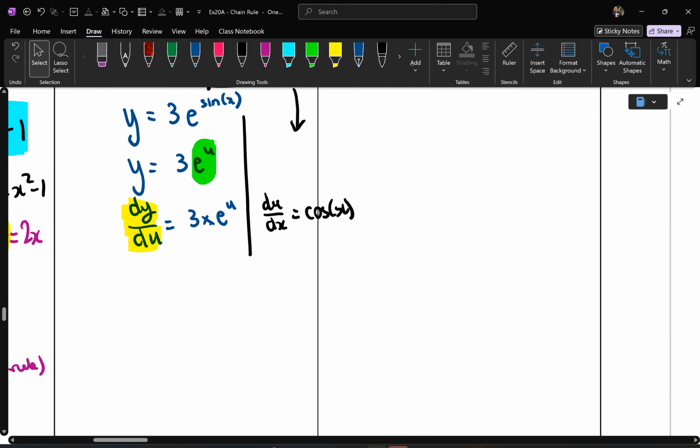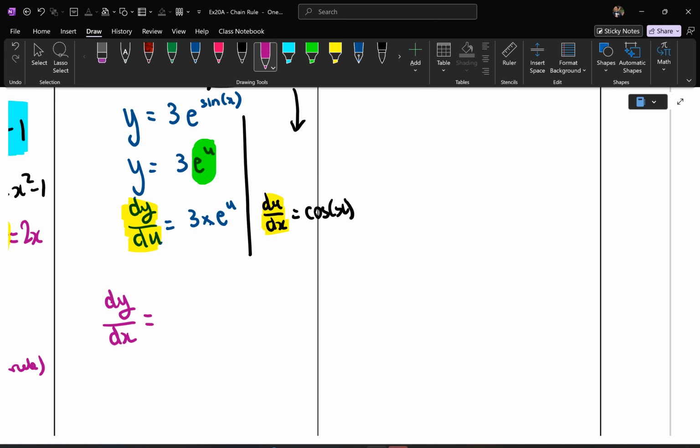Chain rule says tie the 2 together. So here we go. Chain rule says delta y delta x, which is what we're trying to define, is equal to delta y delta u times delta u delta x. You found both of them? Write them down. 3e^u times cos of x.